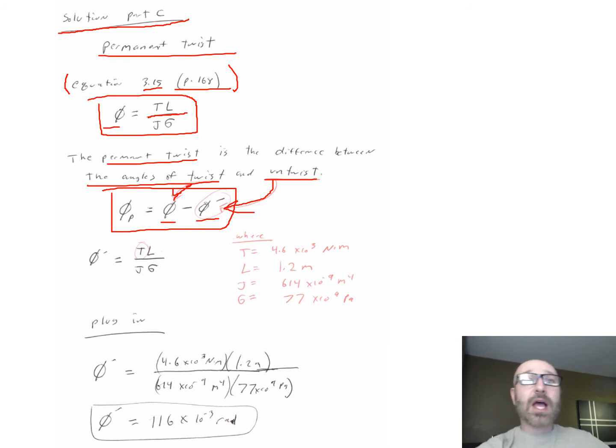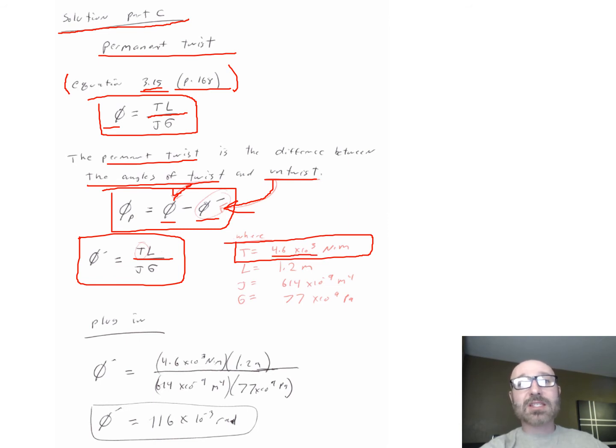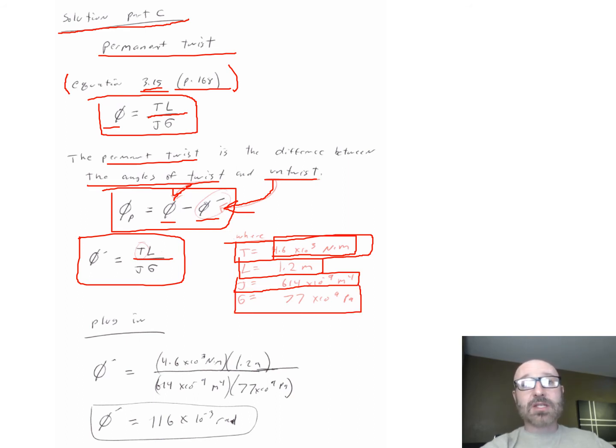What is our untwist? That's where we can go back to equation 3.15 again, but now for our problem, phi prime is equal to T times L over JG, where T, for our untwist, is 4.6 times 10 to the third newton meters that we had before. So now we plug that value in for T. That's the main difference from what we plugged in before. Our L is the same, the length doesn't change, it's still 1.2 meters. Our J doesn't change, our polar moment of inertia is still 614 times 10 to the negative ninth meters to the fourth. Our modulus of rigidity remains the same, 77 times 10 to the ninth pascals. The only thing that changes is the torque for our untwist.